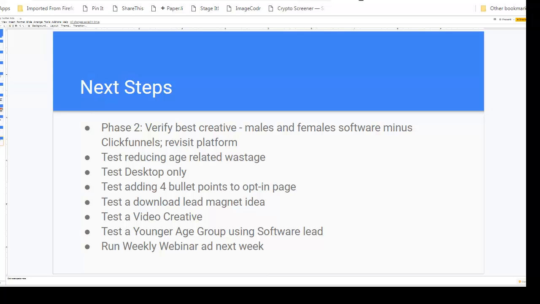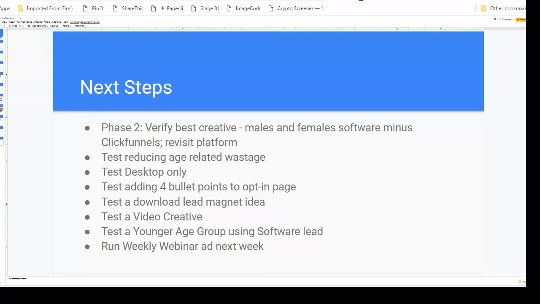Revisit the platform issue between desktop and mobile, and I think that just needs testing. Test reducing age-related wastage. So it's finding another way to target people that has an older age bias in it, to strip out the younger people. Test desktop only. Test adding 4 bullets or a few bullet points to the opt-in page.